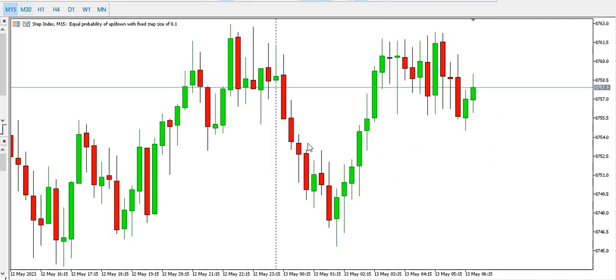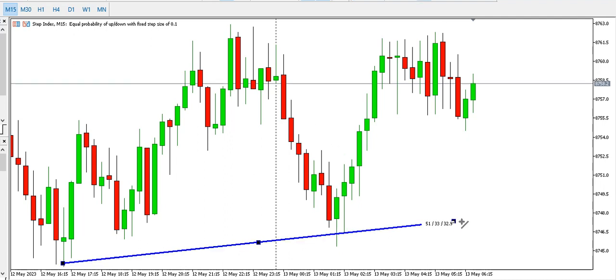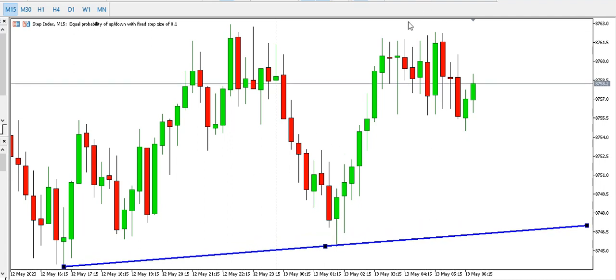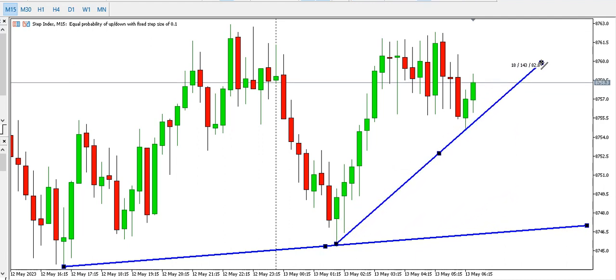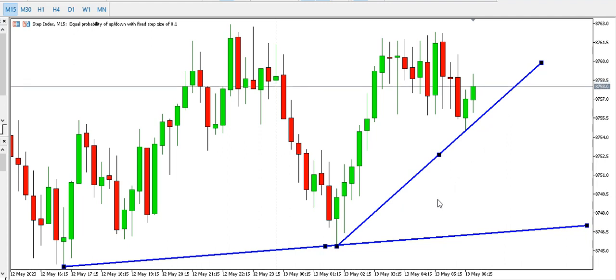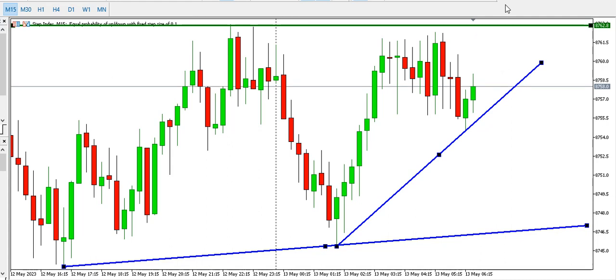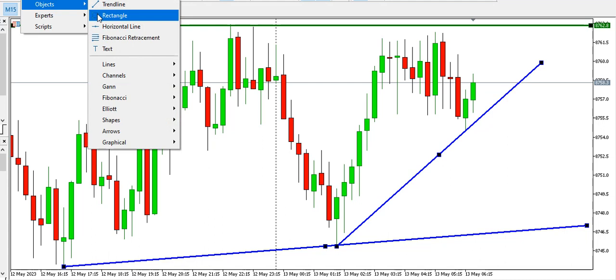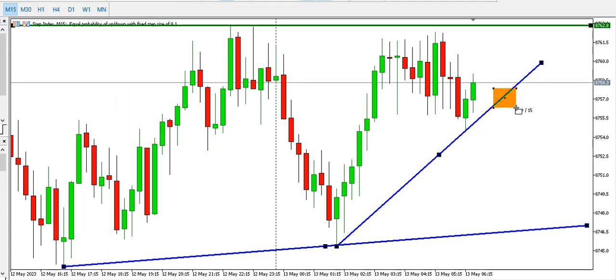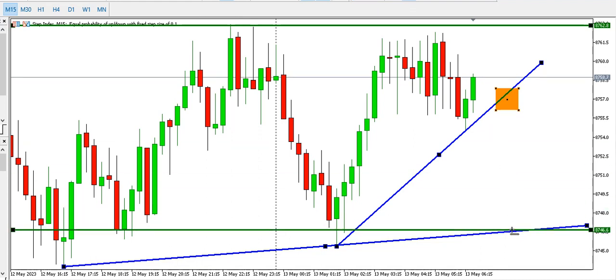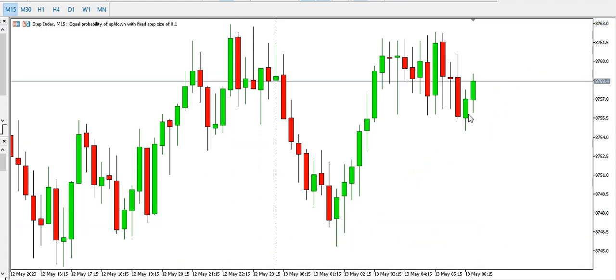Let's look at the 15 minutes time frame. Price is ranging up for step index. It's ranging up. So we need to break this high for us to confirm that price will go higher, and price needs to drop below this ascending trend line for us to confirm that price will come down. So price is ranging on the 15 minutes time frame.